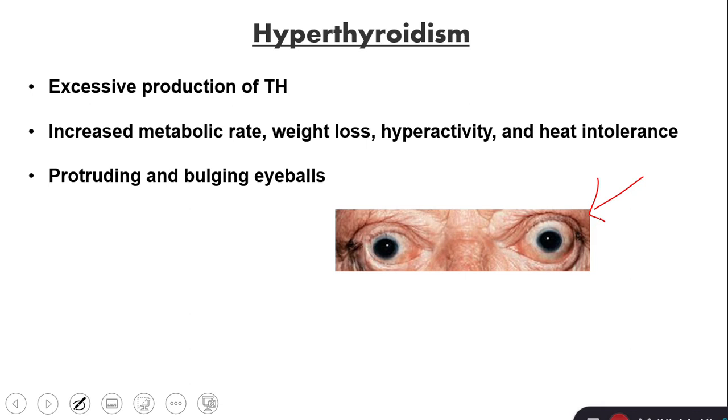And hyperthyroidism is associated with increased metabolic rate, weight loss due to consumption of the fat and glucose, hyperactivity, heat intolerance. Those patients cannot tolerate hot weather and they rather want to be in a cold weather.